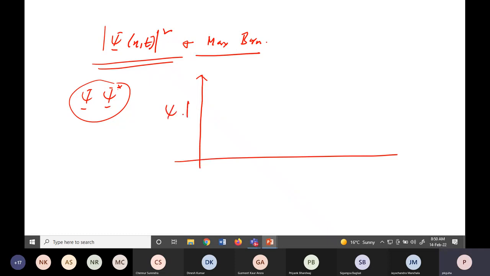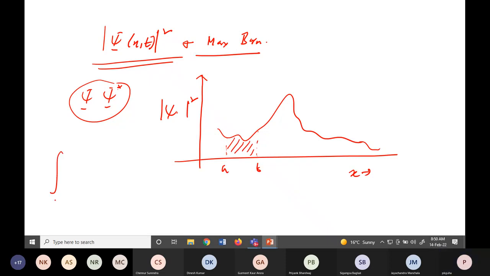Now say this psi square is something like this. I am plotting it with respect to x, so this is the probability of finding the particle. If I am interested to find the particle at a particular instant between A and B, the way we do that is taking the area under the curve. So this is the probability of finding the particle.